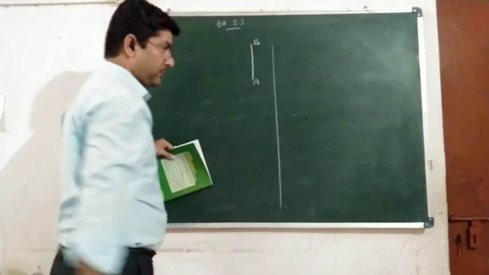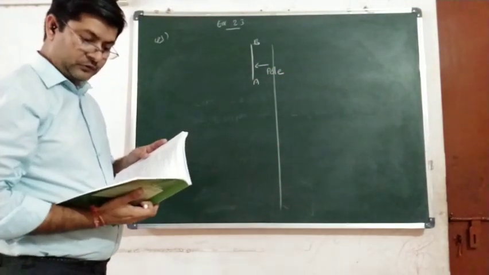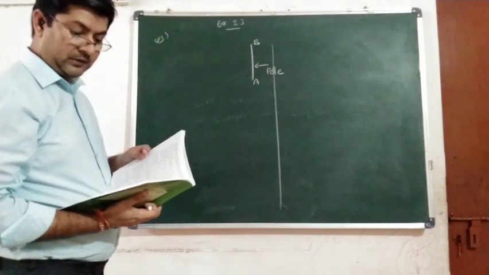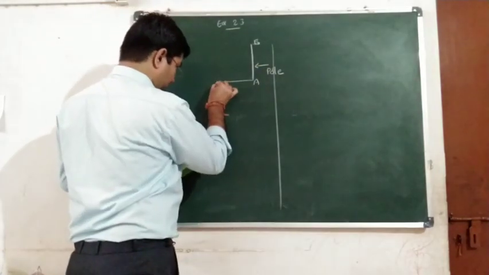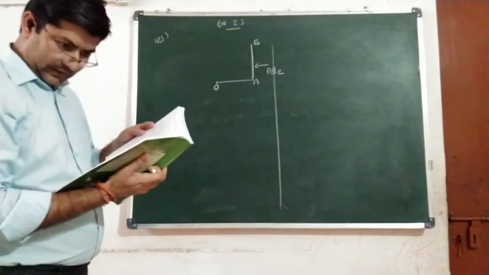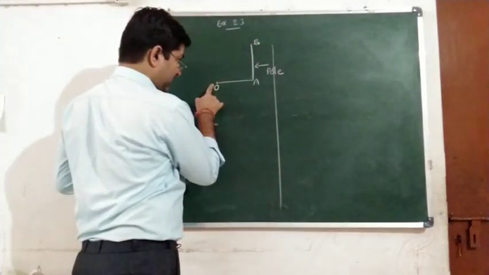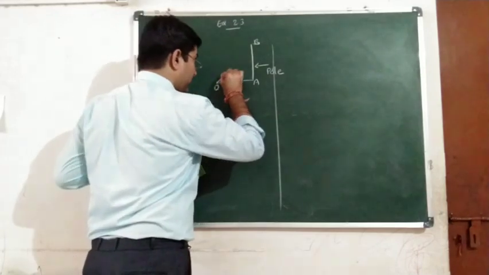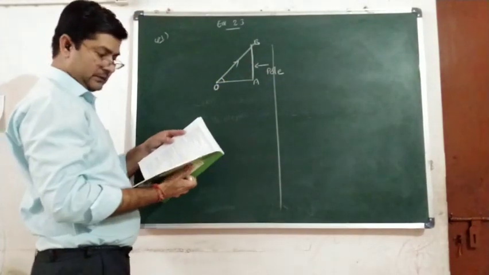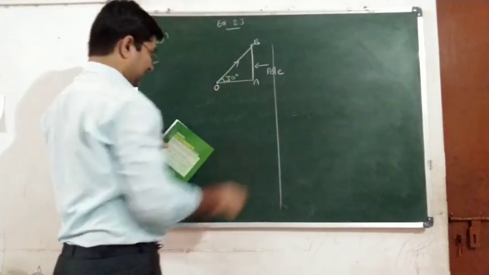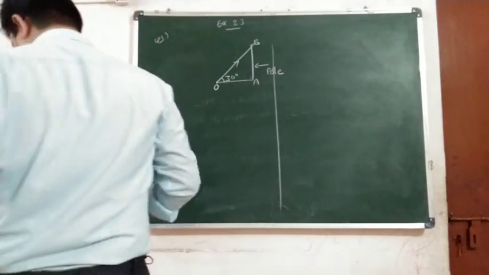A pole is given, say AB represents the pole. Okay, this is the pole. Clear? Now we have a point on the level ground, say at a certain distance from it we have point O on the ground. Now the angle of elevation of the top of the pole, obviously here B is the top of the pole, so the angle of elevation when seen from point O is AOB, and this angle measures 30 degrees. Clear? We have to find the height of the pole. That means we have to calculate the height AB.